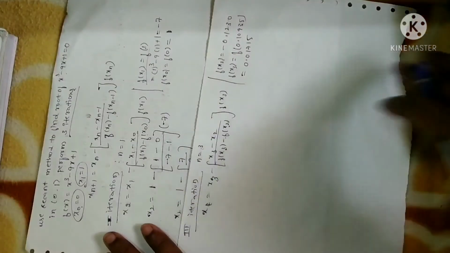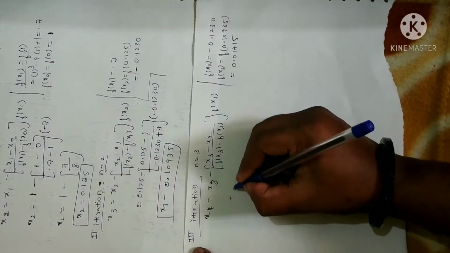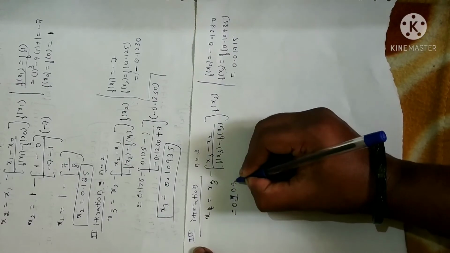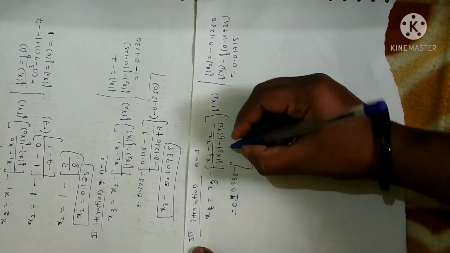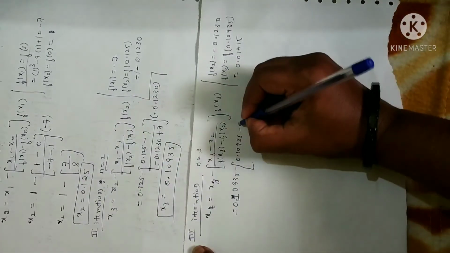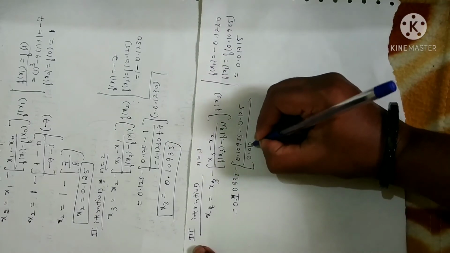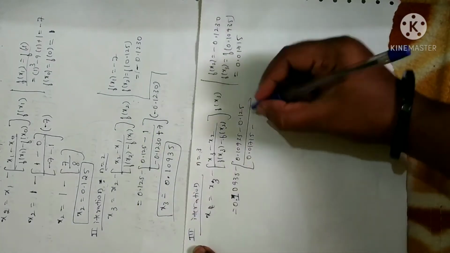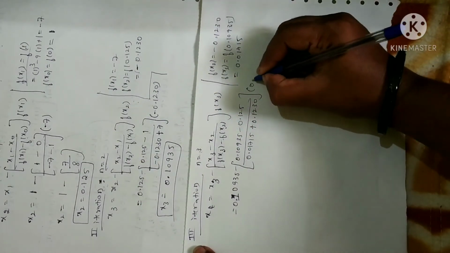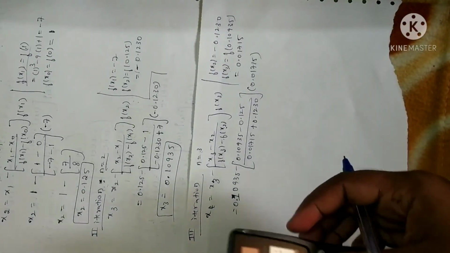Fine. Now let me substitute here. The x3 value is obtained from the previous iteration. It is 0.10935 minus x3 is 0.10935, minus x2 is 0.125, divided by f of x3, 0.01715, minus f of x2, minus of minus will become plus 0.1230. F of x3 is again 0.01715. Clear? Now let me calculate.